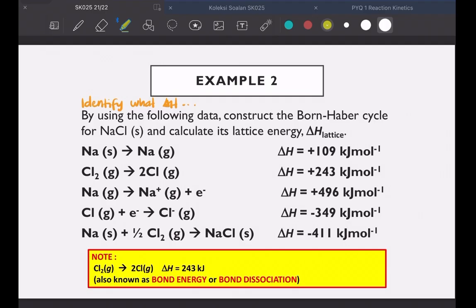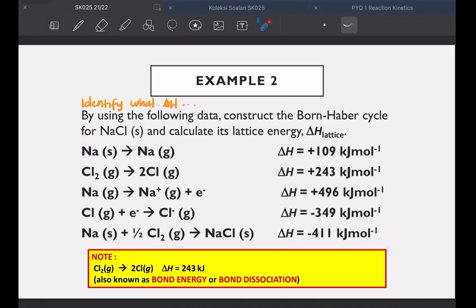Alright, for example 2, let's see, this is a different kind of question. By using the following data, construct the Born-Haber cycle for an ECl solid and calculate its lattice energy, delta H lattice. So, kalau before this, okay, they did not give you the chemical equation, but they gave you the name of the reaction, right? But here, they gave you the chemical equation, but they did not give you the name of the reaction, okay? So, you need to identify what delta H is each of this, alright?